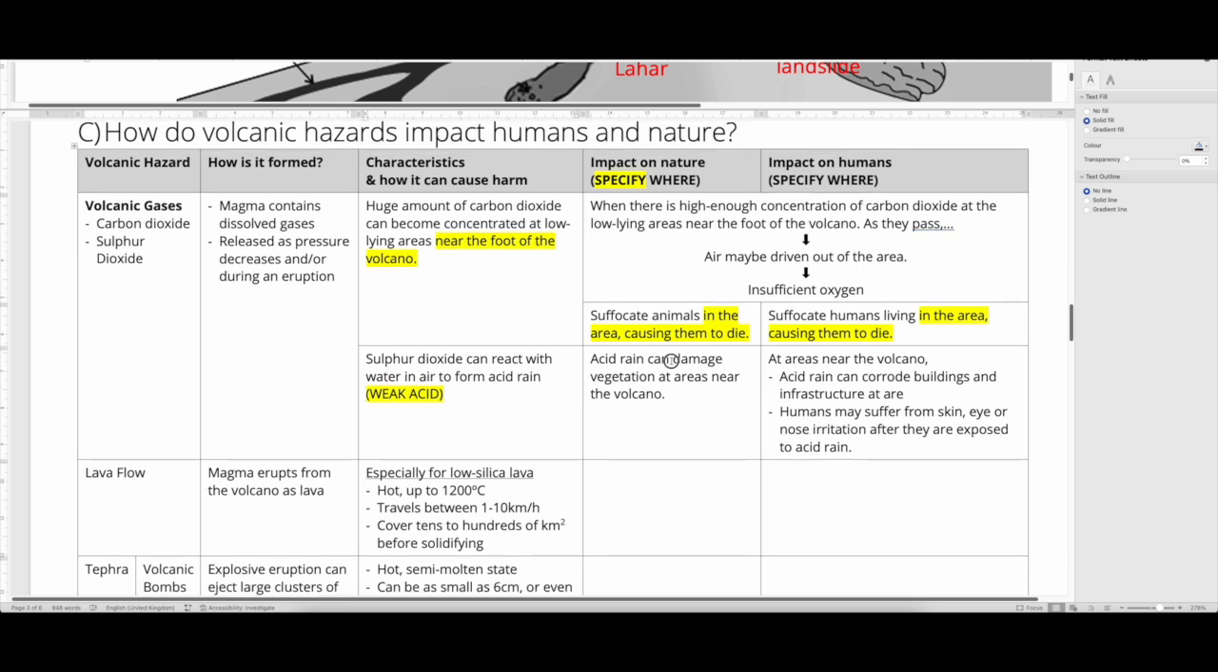So it can slowly damage the vegetation near the volcano. And in the areas near the volcano, it can slowly corrode buildings and infrastructure. Then when you're exposed to too much acid rain, you can suffer from irritation. Remember, it's over time, not immediate. It's not like after it rains one time, the building will collapse.